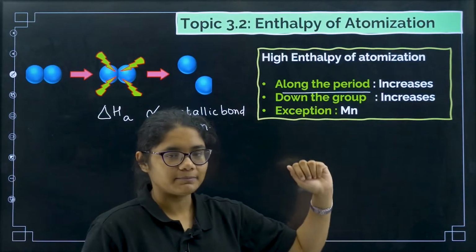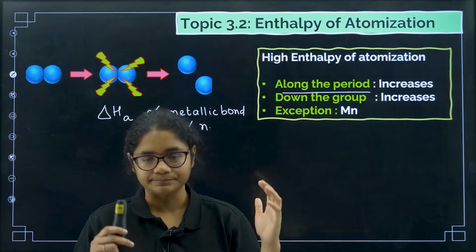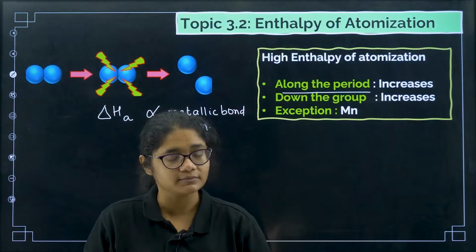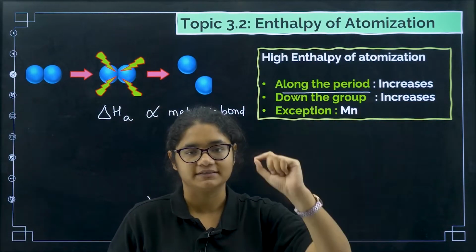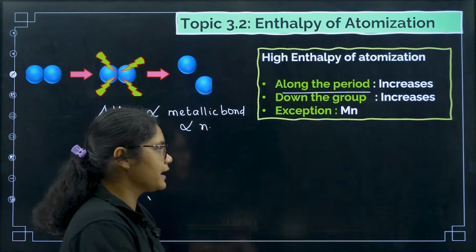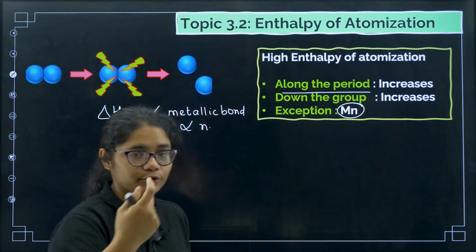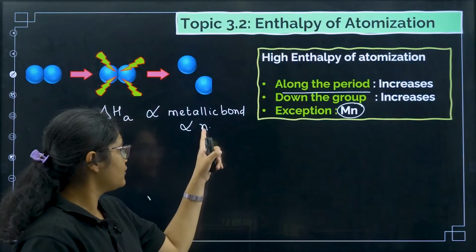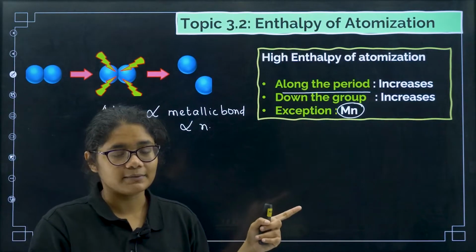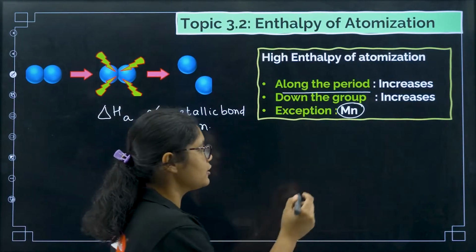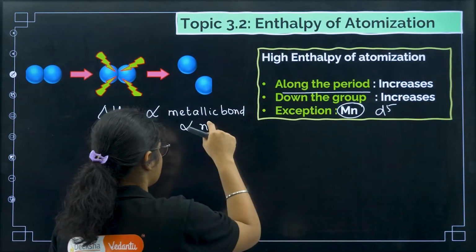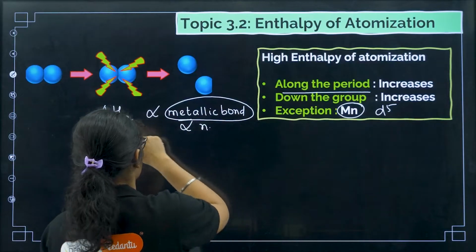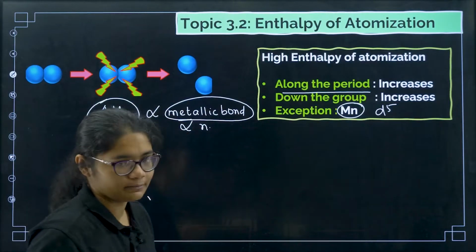And down the group, what happens? Down the group, the metallic bonding becomes more stronger. So we can say that down the group, the enthalpy of atomization increases. Now again, there's an exception of manganese. I think now you can explain, because it is dependent on metallic bonding and manganese has a stable D5 configuration. It does not take part in metallic bonding. That is why its enthalpy of atomization will be less.